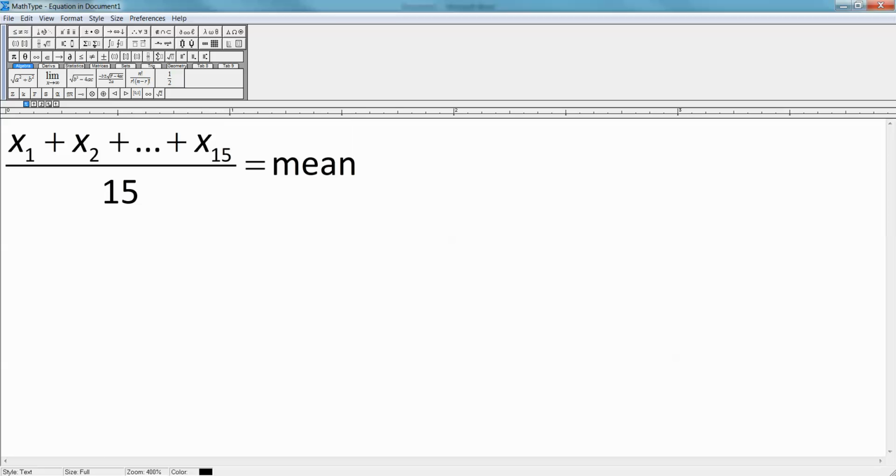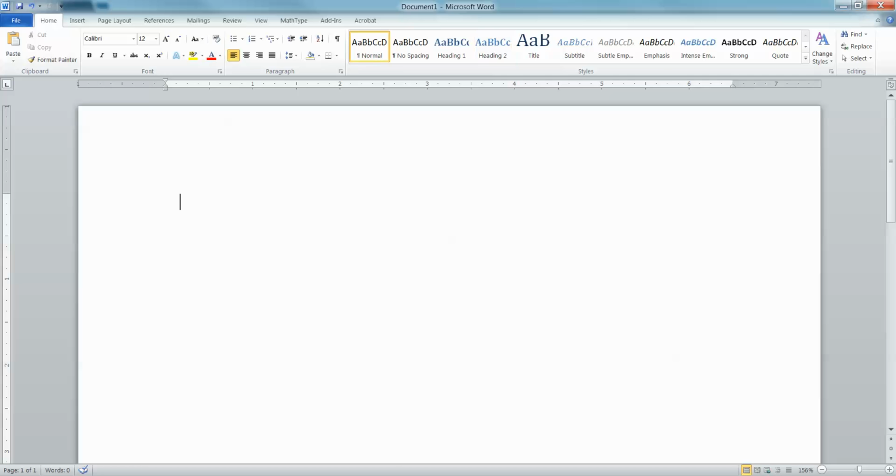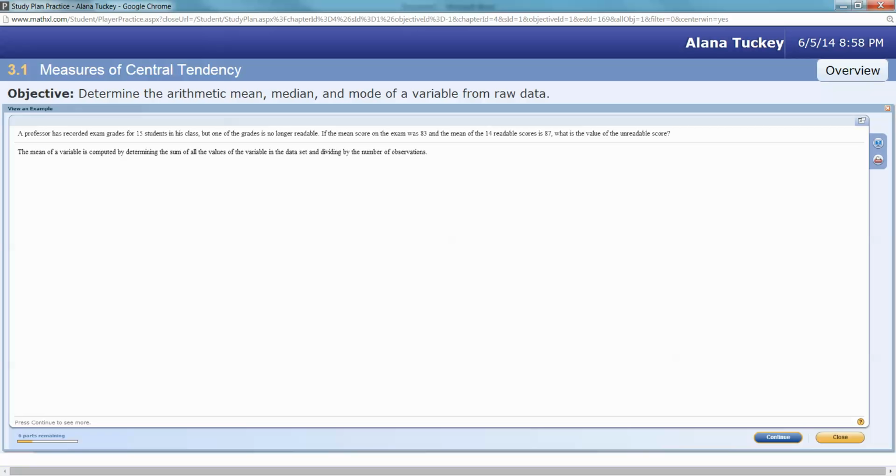Okay, so then let's think. They told us that the average, the mean, was 83, and they told us that the first 14 of the scores added up to, hold on, where was it? The mean score on the exam was 83, and the mean of the 14 readable scores is 87. What is the value of the unreadable score? Okay.